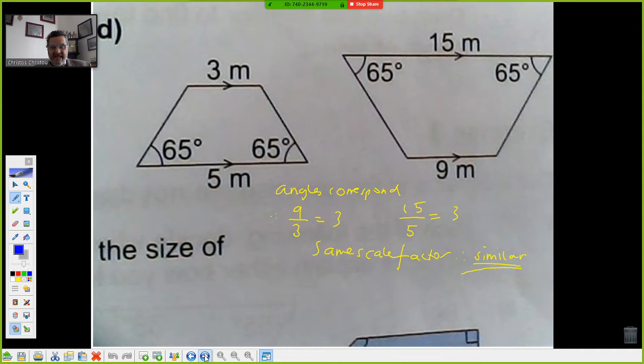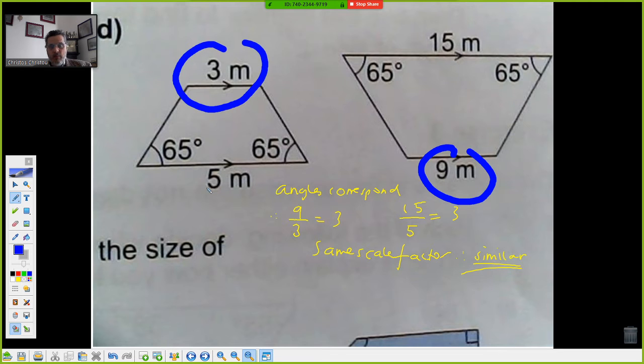Then there's this one, which is dead easy. Notice they do the trapezia upside down just to confuse our lives. It's quite easy to see that that 9 matches that 3 right there. We've got 9 over 3, enlargement of 3. And here we've got this 15 divided by his corresponding smaller 5 comes to 3, similar, and all the angles match really well as well.